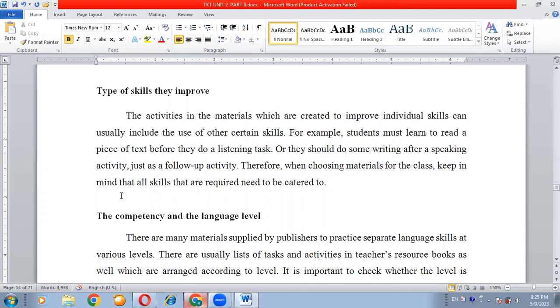When we select supplementary materials, we have some aim in mind. So we consider what skill the material improves. Individual skills can usually be certain skills, like reading, writing, speaking or listening, some skills development.